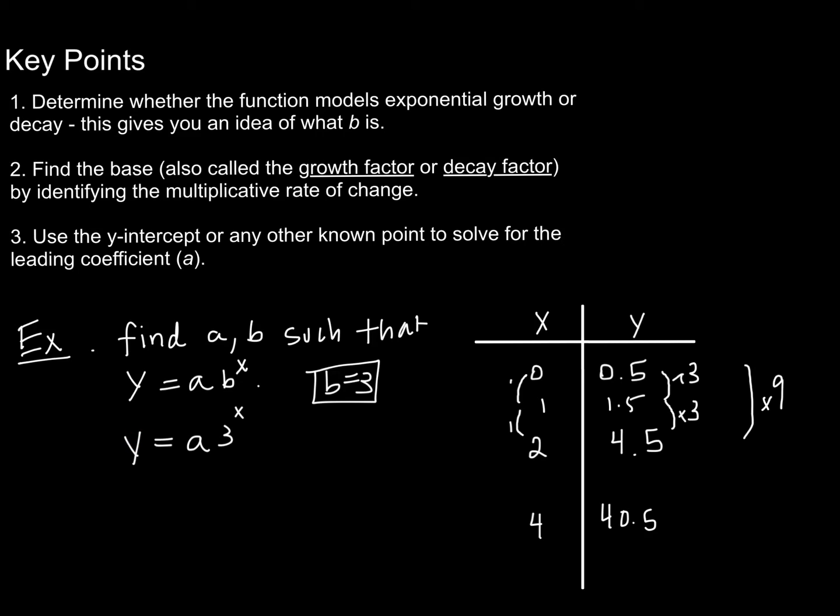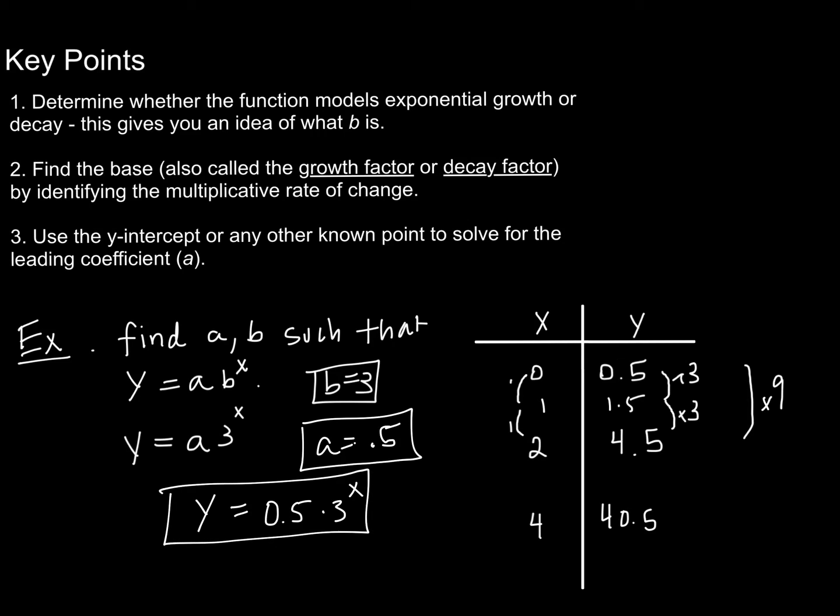Now I want to point out that I didn't have to use the y-intercept. I could have used another point. So I could have plugged in the point 4, 40.5 for x and y respectively, and still solved for a. You can do that, it's just a little more work. Using the y-intercept makes it easy, because when x is 0, that usually results in me taking my base and raising it to the 0 power, which is always 1. So a is equal to 0.5. And that means that my equation is y equals 0.5 times 3 to the x. Like that. All right, I'm going to give you a couple problems to try out on your own.